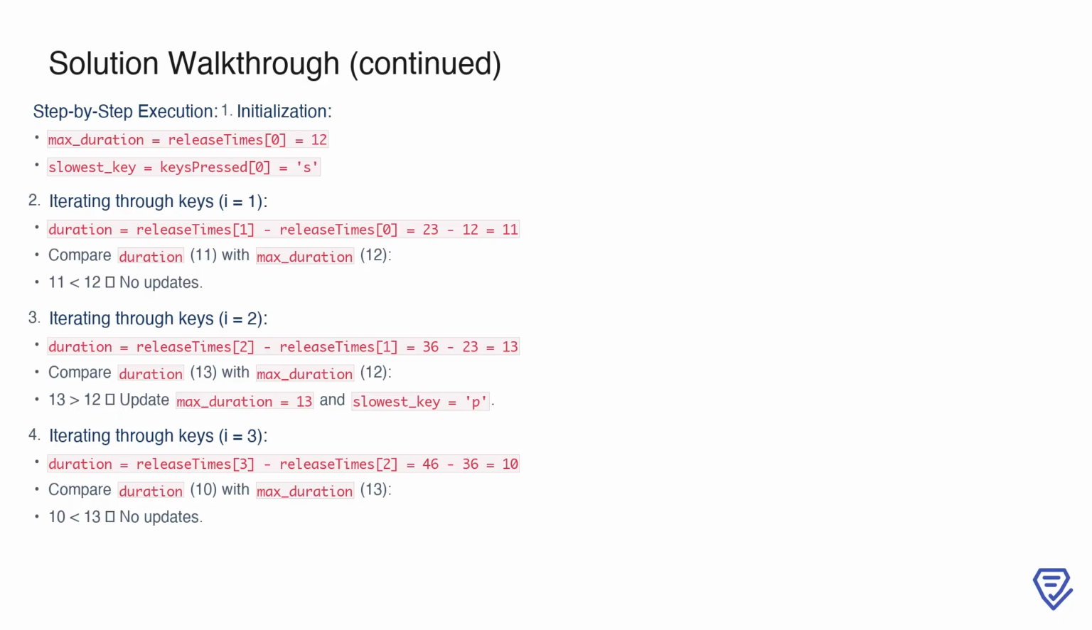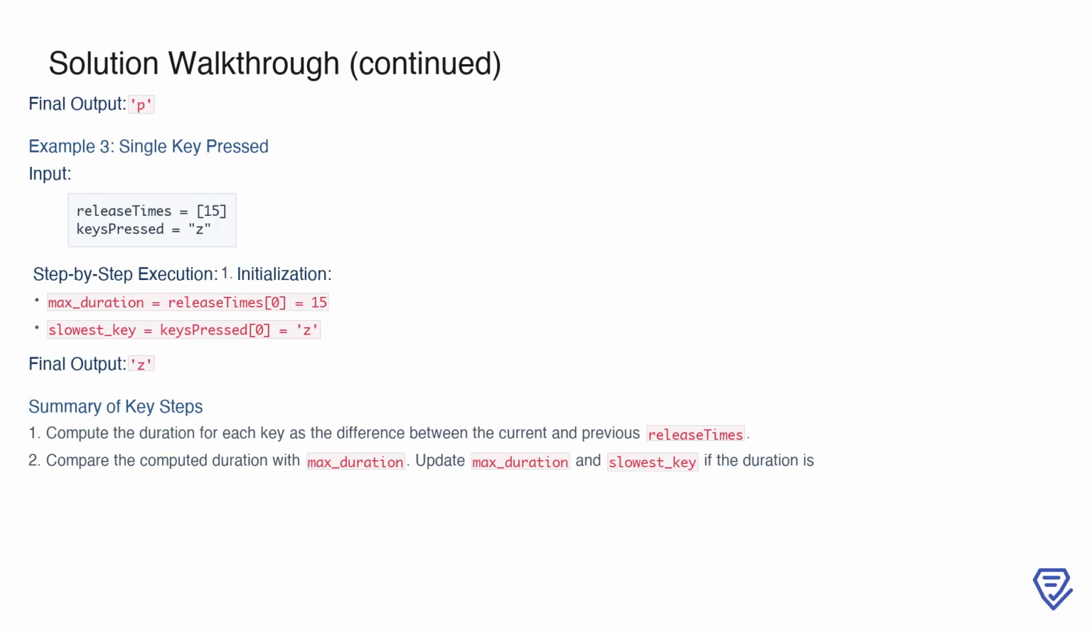Next, we examine a simpler case where there's only one key press. In this example, the inputs are release_times equals 15 and keys_pressed equals Z. Since there's only one key, the duration is simply the value of release_times[0], which is 15.